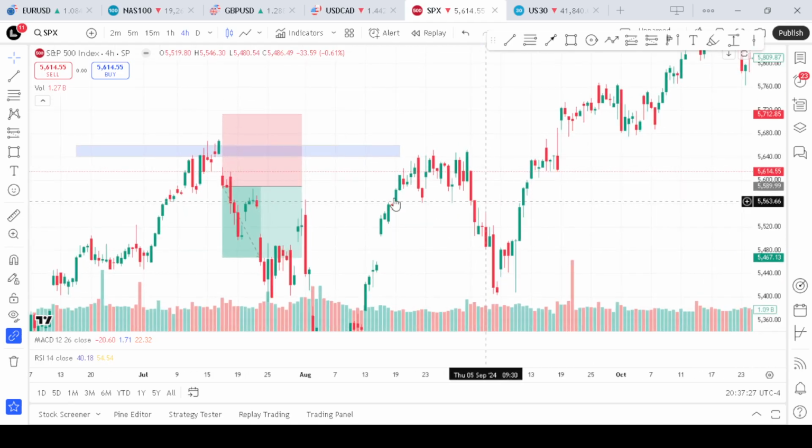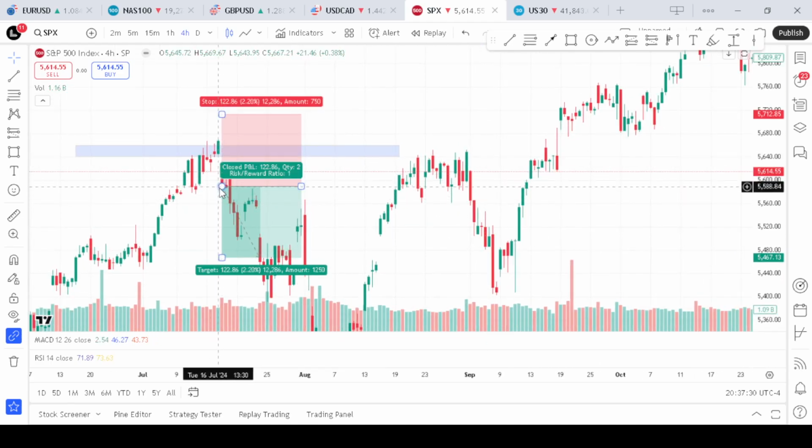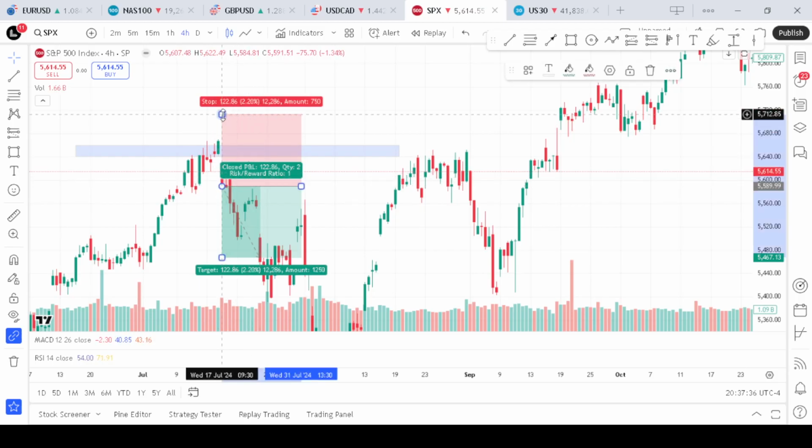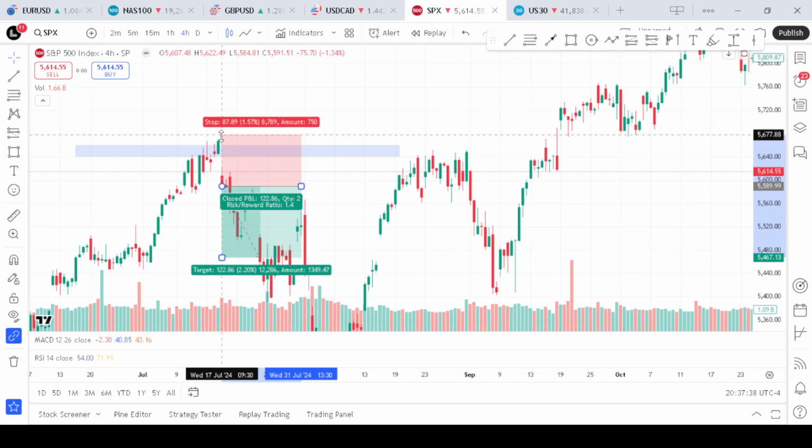Now, where do we drop our stop loss when we enter this trade at this area? To manage our risk effectively, we put our stop loss slightly above the highest point of the dumpling pattern. This placement protects your trades if the market unexpectedly resumes in the upward trend.